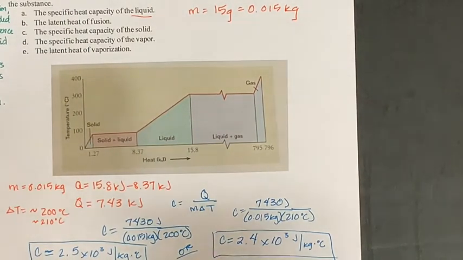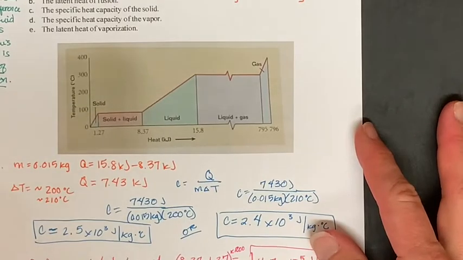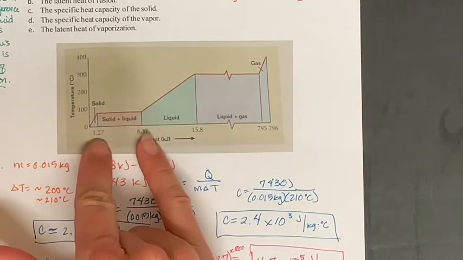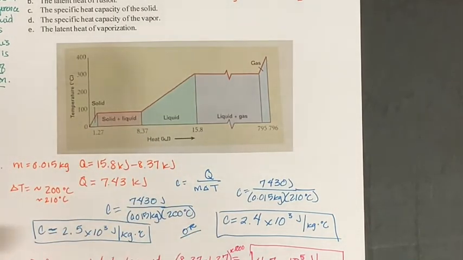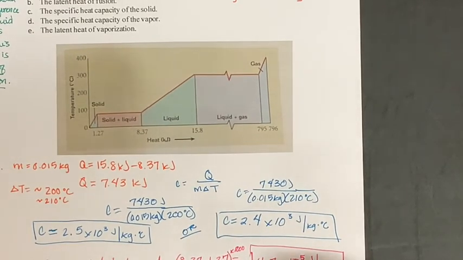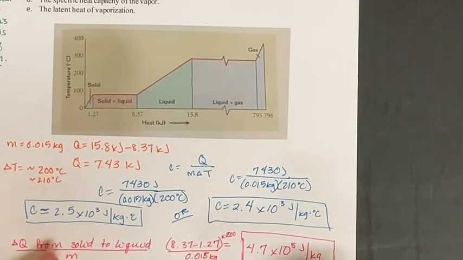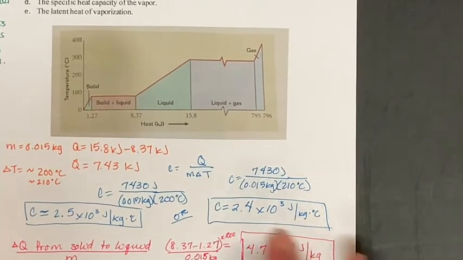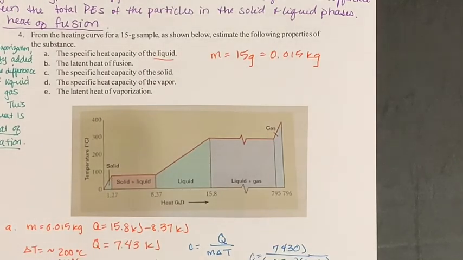Number B, they're looking for the latent heat of fusion. Remember, that's solid to liquid. What we're going to do is find our Q, and for the latent heat of fusion, remember this is L, so L is equal to Q divided by m. So we have 8.37 subtract 1.27 divided by the mass of our substance, which gives us the latent heat of fusion. So you should be able to answer the last two questions on this graph, and that's it.